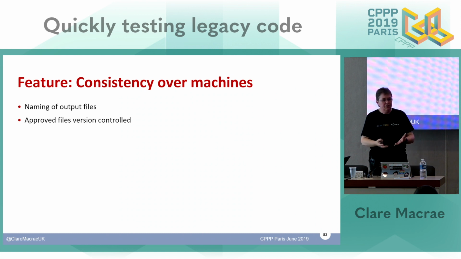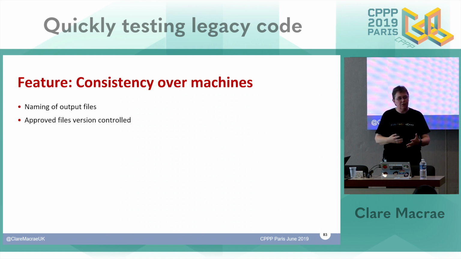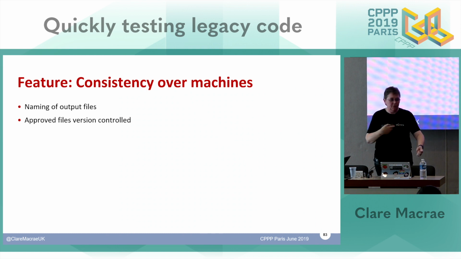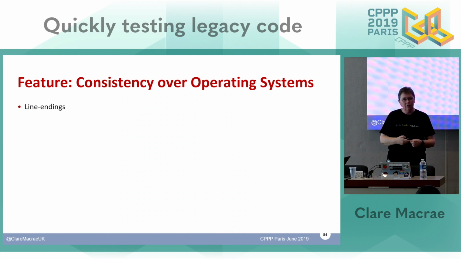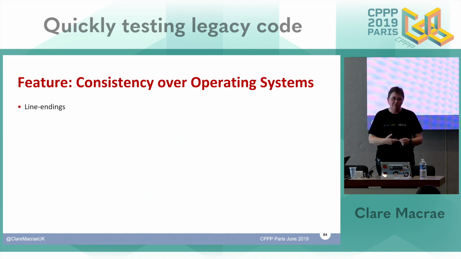So it gives you things like consistency of naming, regardless of the test framework you use, the platform that you're running the code on. And by version controlling the approved files, of course, that gives you consistency. You need that to be able to run it on different machines. It gives you consistency over operating systems.